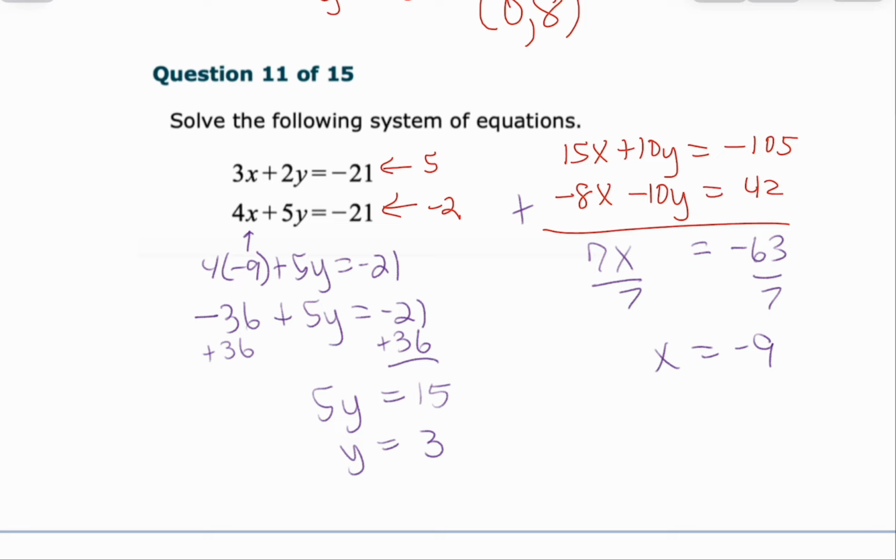Now this is an ordered pair, so if we were to graph these two equations, they should intersect at the point negative 9, 3.